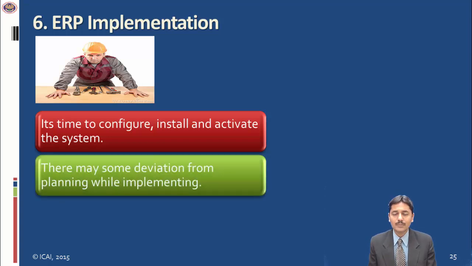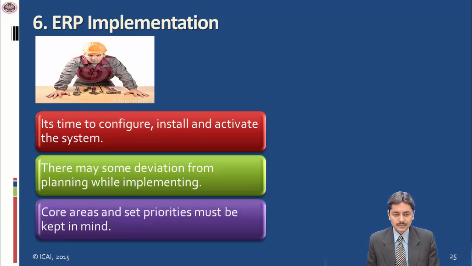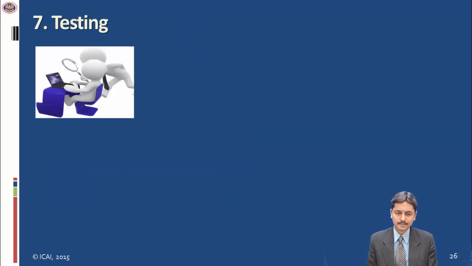There may be some deviation from the planning while implementing. It is possible that we had planned for one thing and at the time of implementation our requirements may change. So implementation may change a little bit, but there should not be a very big change. Some change is bound to be there. But please remember, we must keep in mind that core areas and set priorities must be kept as they are. Why? Because if we had planned that we will be implementing the sales module first, then we must start with the sales module only. The priorities should not be changed altogether.